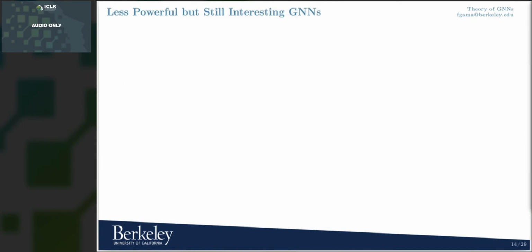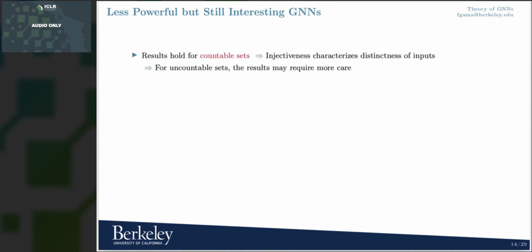This paper by Xu, Hu, Leskovec, and Jegelka offers the seminal work for characterizing the ability of a GNN to distinguish different graph structures by leveraging the Weisfeiler-Lehman test. One of the few observations that the authors mention in their work is that these results hold for features belonging to a countable set, since injectiveness characterizes the distinctiveness of the inputs. If we consider uncountable sets, then the results require more care. Another important aspect that the authors mention as being left for future research is to further characterize how close the resulting features are for different graphs.